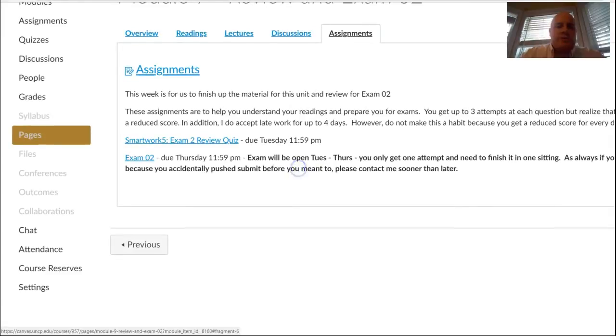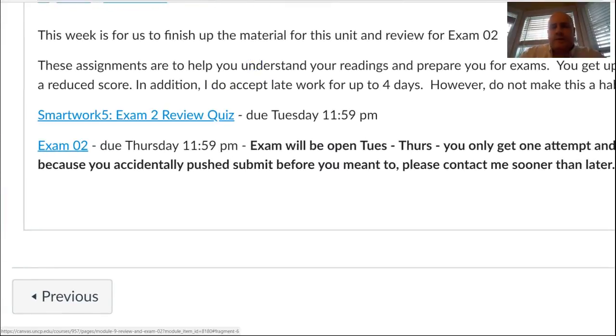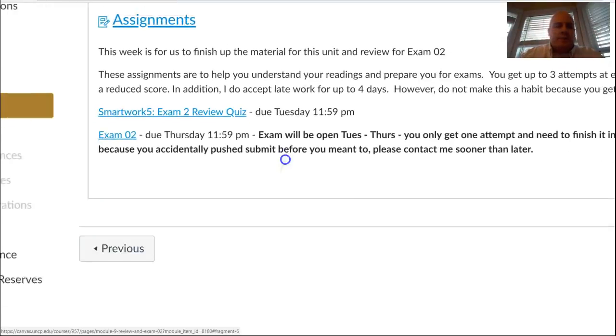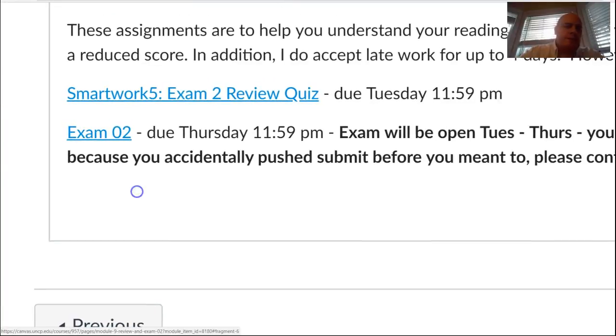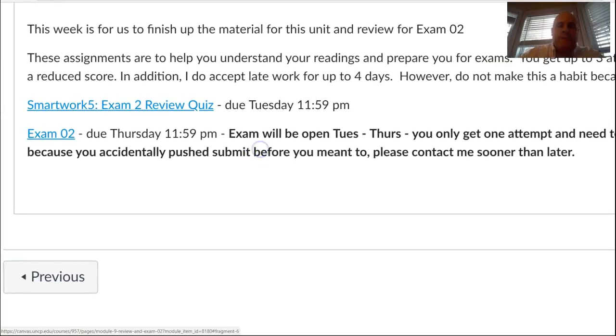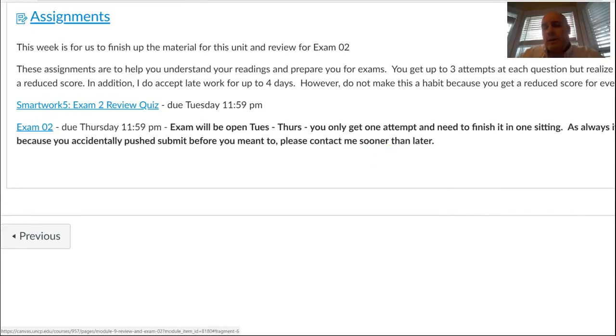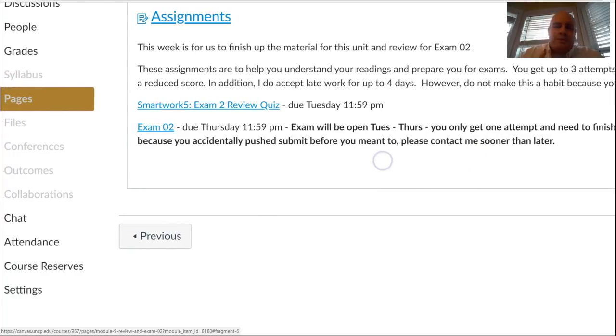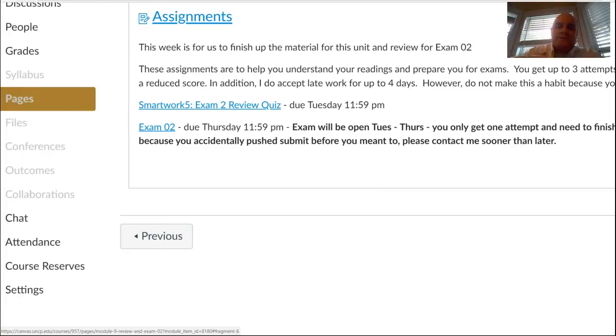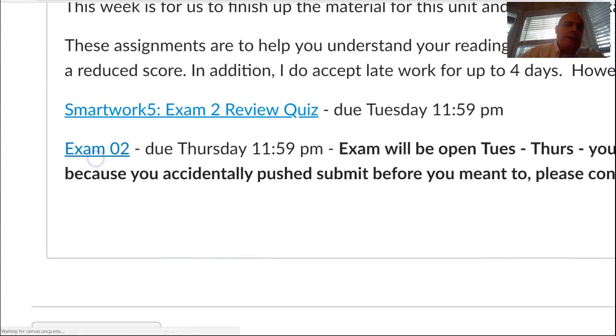So for assignments this week, you do have a review quiz, and it'll go over some of the ideas we've had for this whole unit to remind you of things in metamorphism, tectonics, all these different things, and tie them together a little bit. Then the exam is the big key point. The exam will be open from Tuesday to Thursday. I've given you 3 days to do it. You still only get one attempt, and you need to finish it in one sitting. As always, if you have a problem, such as accidentally pushing submit before you meant to, please contact me sooner rather than later.